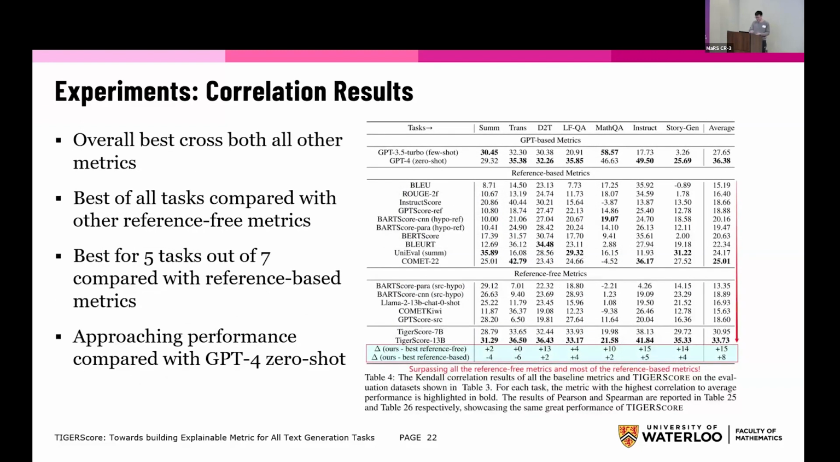This is the result actually. So basically some conclusions, the overall TIGERScore. This is a table of the quintile correlation. I didn't put the Spearman and Pearson results here, so we can simply look at the quintile. The conclusion is that overall it's best across all the metrics.